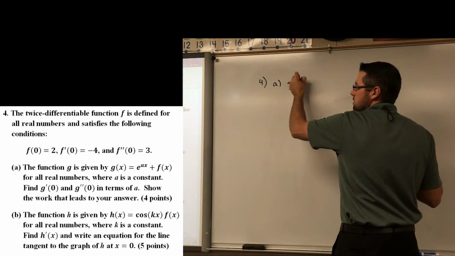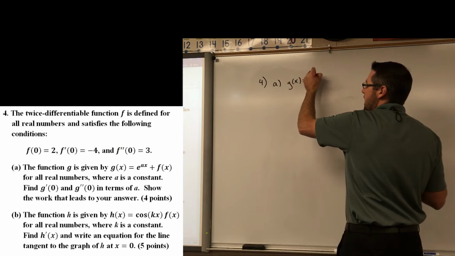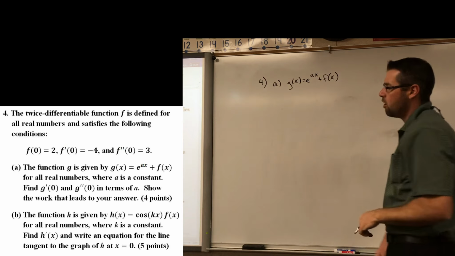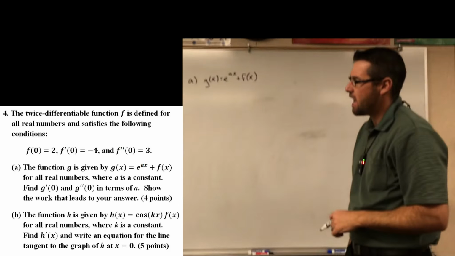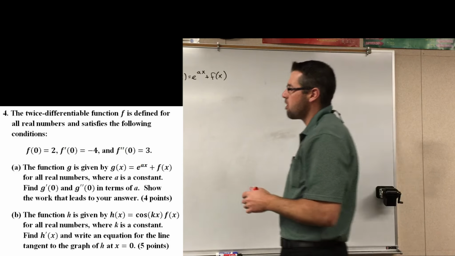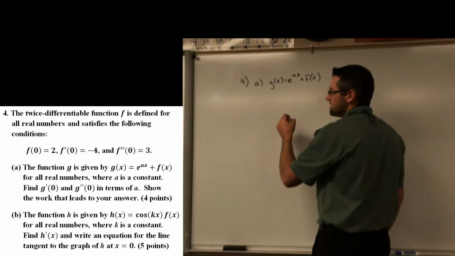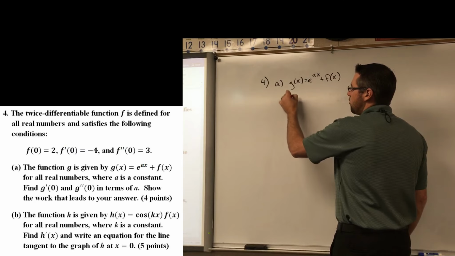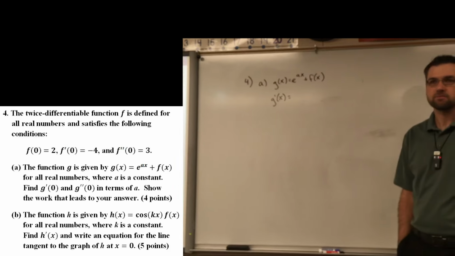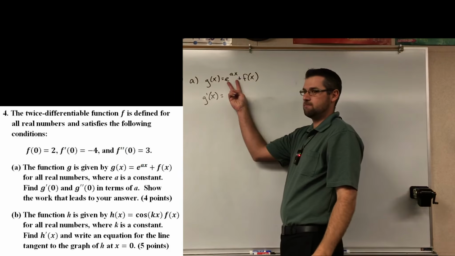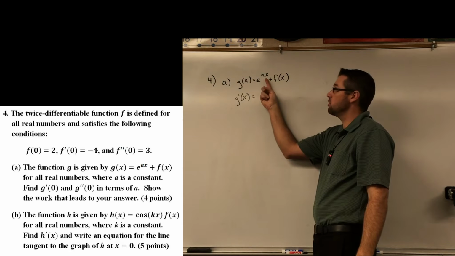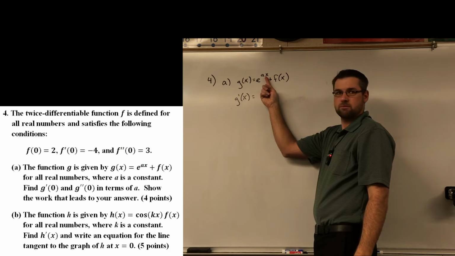Part A. The function g is given by g of x equals e to the ax plus f of x for all real numbers, where a is a constant. Find g prime of 0 and g double prime of 0. That's easy, I think. G prime of x. How do I find the derivative of this? What rule? Exponential, yes, but also chain.